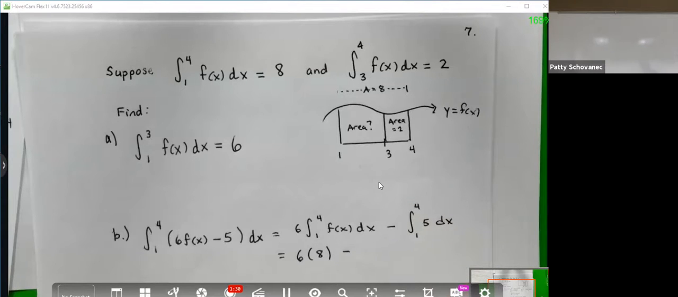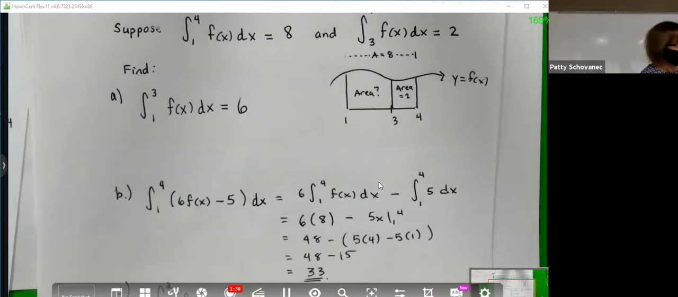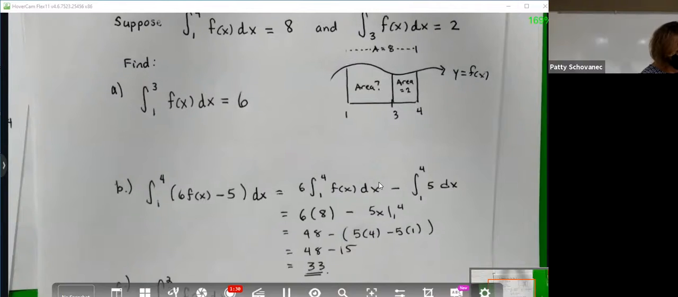Right? Let's just compute the integral though. That gives me 5x from 1 to 4. We have 48 minus 20 minus 5, that 15 I was talking about. 48 minus 15 is 33. Okay? That's the linearity of a definite integral.